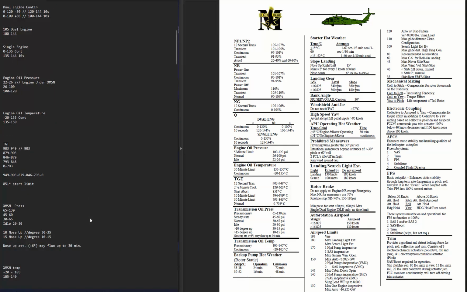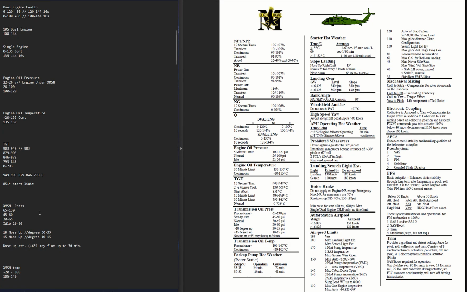All right, transmission pressure. You have an idle at 20 to 30, which is starting lower and going higher than your engine oil pressure, which is how I start that off. So instead of your 22 to 26, you're looking at 20 to 30, which is a whole nice even 10. Followed by 30 to 65, followed by 45 to 60, 65 to 130. And for transmission pressure, you're not going to have a timed limit. It is precautionary at 65 to 130, steady state at 45 to 60, normal at 30 to 65, idle at 20 to 30.